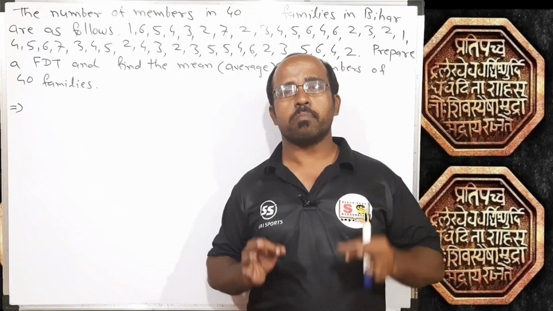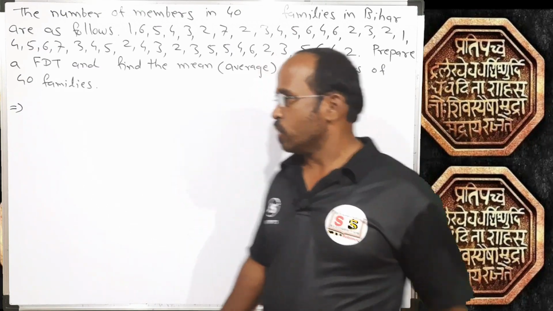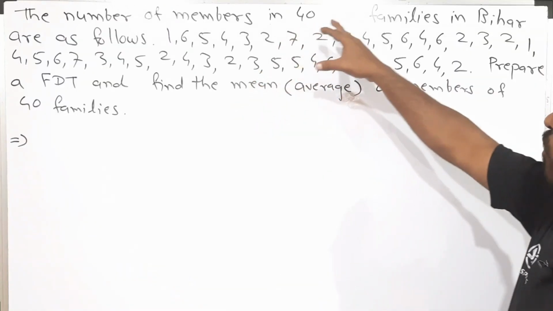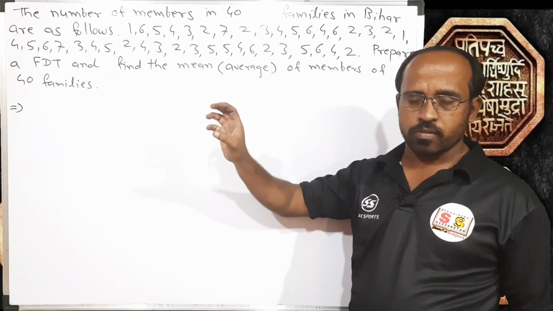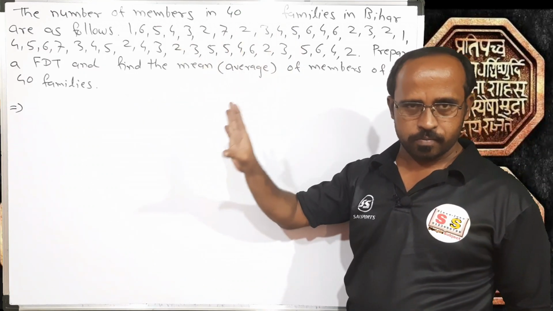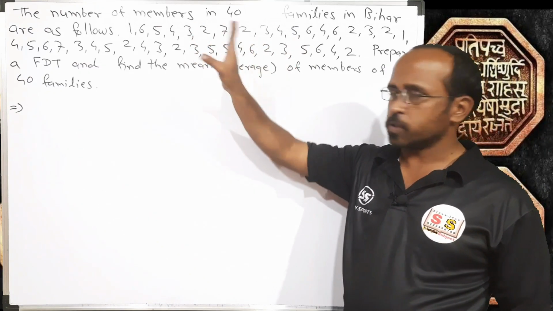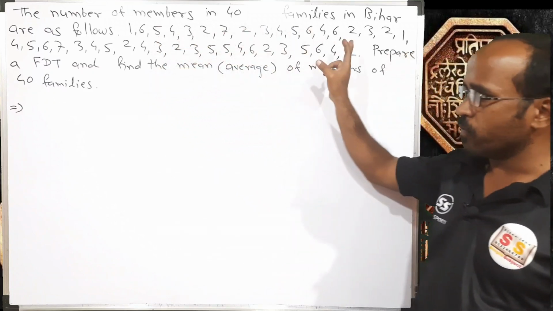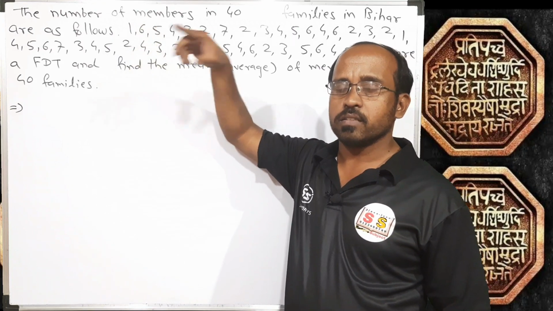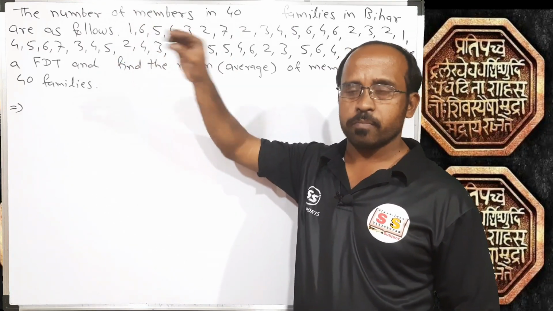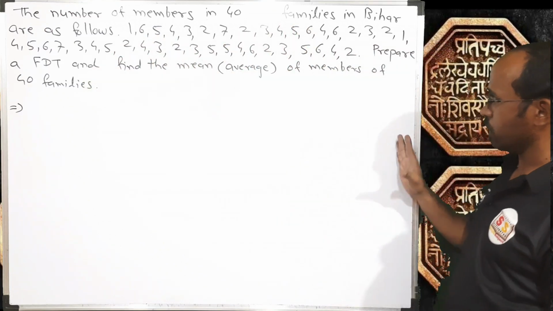Next question is question number 3 from practice set 11.1 of standard 8. The question is, the number of members in 40 families in Bihar are as follows. So the Bihar government took a survey of 40 families in Bihar and wrote down how many members are there in each family. So this is the data of all 40 families. First family contains 1 member, second family contains 6 members, third family contains 5 persons, and so on.